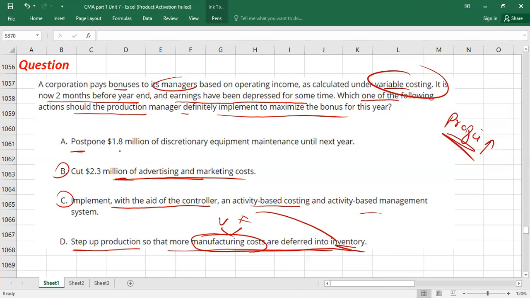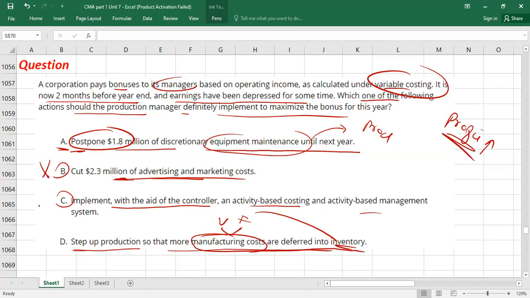If you look at it, postpone 1.8 million of discretionary equipment maintenance until next year. Okay, this equipment maintenance is the production cost. Which cost? Production. Repair and maintenance. It could include some variable portion, some fixed portion. But if you postpone this cost, obviously the expense will reduce in this period, right? Expense will reduce in this period, so your profit will go up. Otherwise, if you go for the maintenance, the expense will be included and profit will go further down. Right or wrong? So you should postpone. I would suggest this is the correct answer.